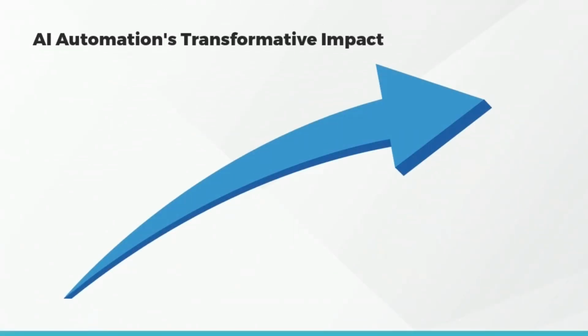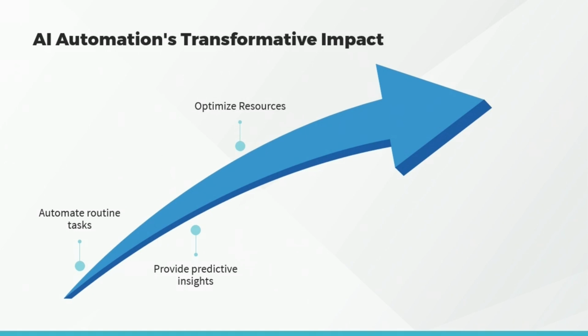And finally, AI automation offers lots of transformative benefits for organizations across different functions and departments. Streamlining repetitive and time consuming tasks through automation frees up human resources for more strategic and value added activities. Harnessing AI powered analytics and machine learning algorithms can enable organizations to gain predictive insights into future trends, behaviors, and outcomes. AI automation also optimizes resource allocation, utilization, and efficiency, helping organizations to maximize productivity and cost effectiveness.